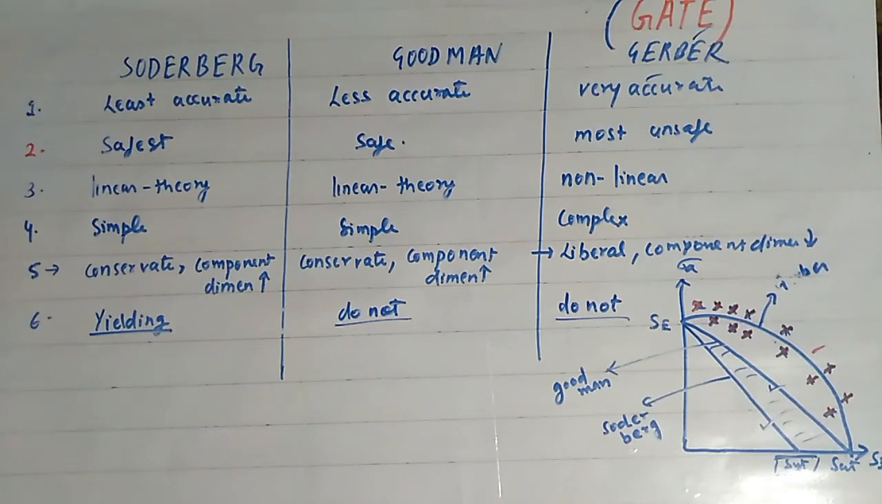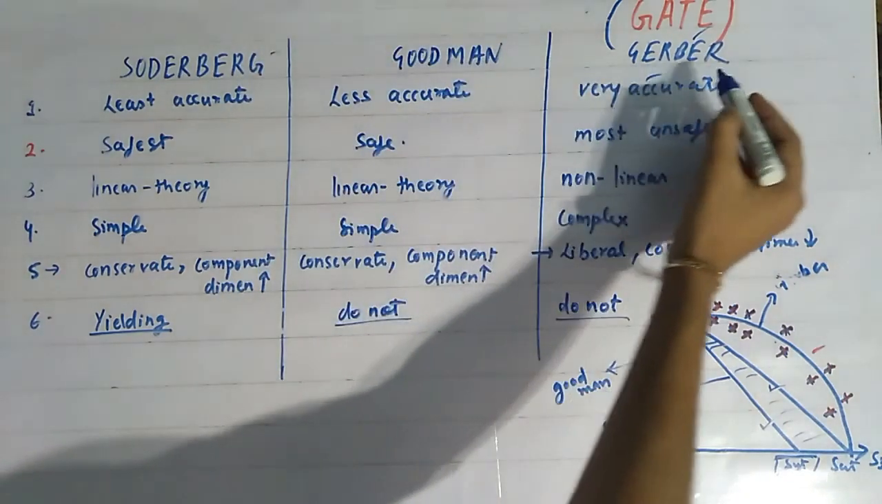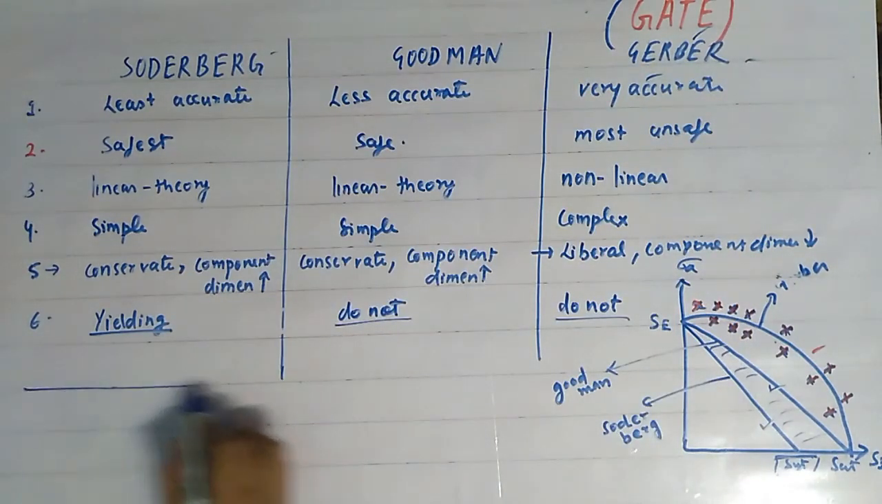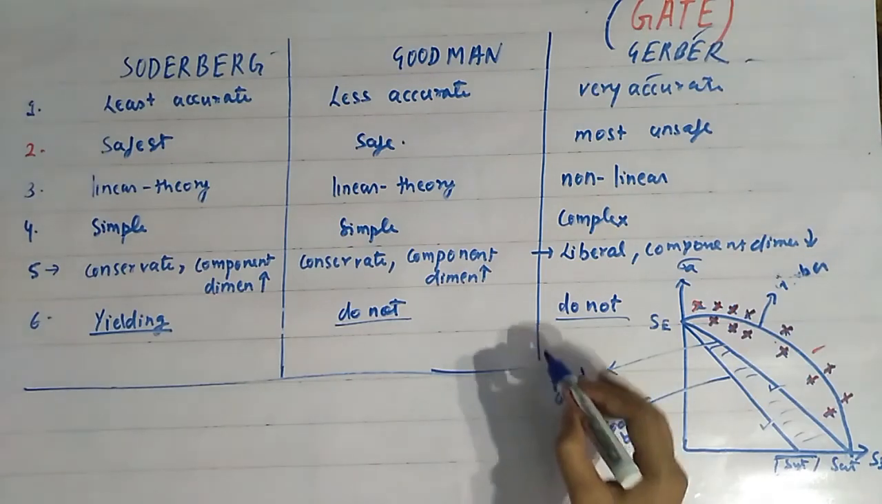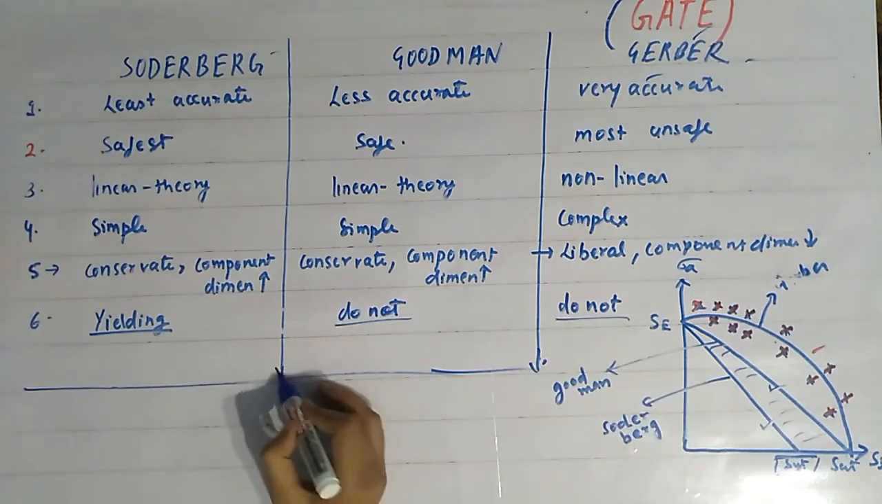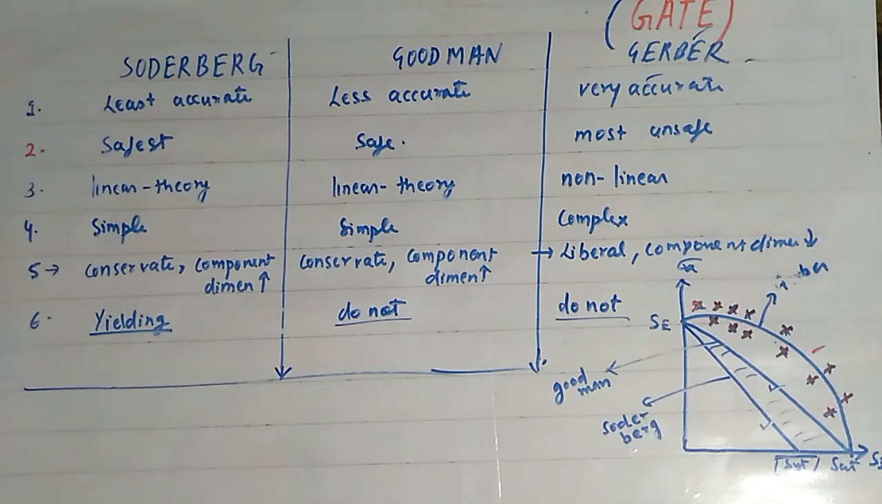Okay friends, so this was the difference between the Soderbergh criteria, Goodman criteria and Gerber criteria. So friends, you should note these differences and write them down in your copy, because they may be asked as a theoretical question in the GATE examination.